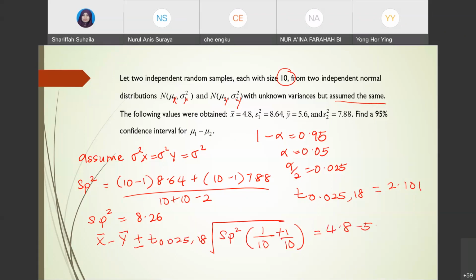So you have 4.8 minus 5.6 plus minus 2.101, 8.26, 1 over 10 plus 1 over 10 lah ya. So ini pun sama lah. Okay, depends lah ya, berapa. Kalau let's say memang boleh dapatkan 3 or 4 decimal point, so kamu boleh masukkan apa dia punya lower limit, apa dia punya upper limit. Okay. Kecuali lah tu memang 1 decimal point memang negatif, katakanlah 3.500, so letak je lah 3.5. Okay.